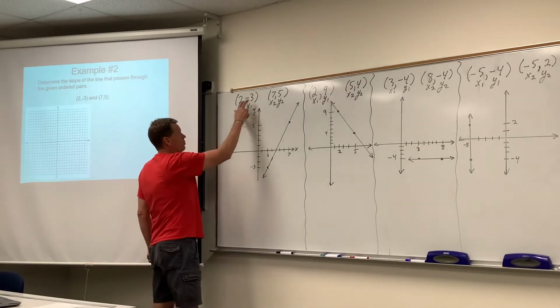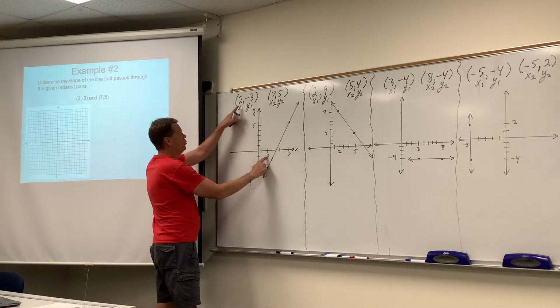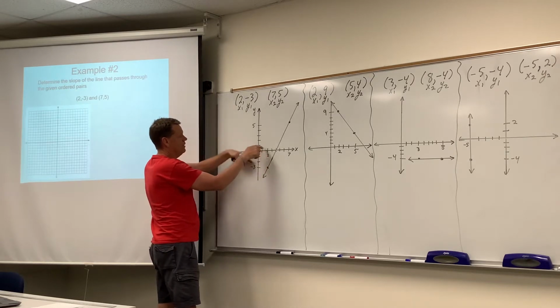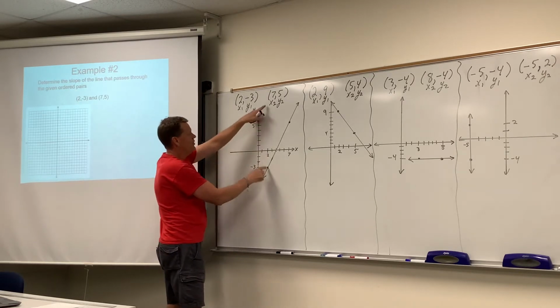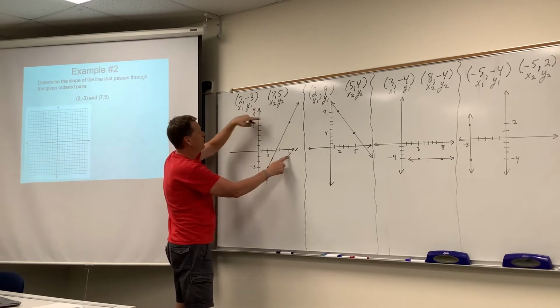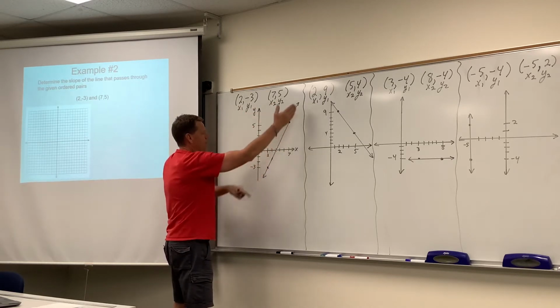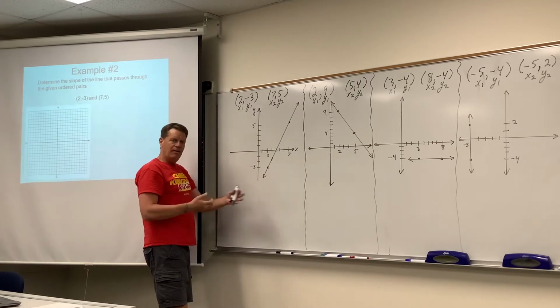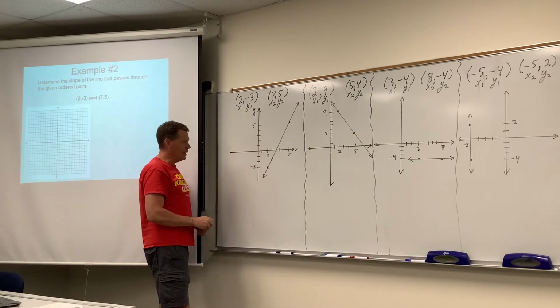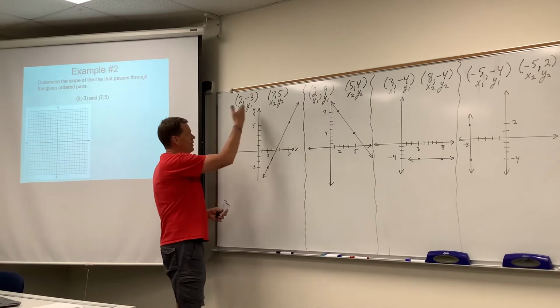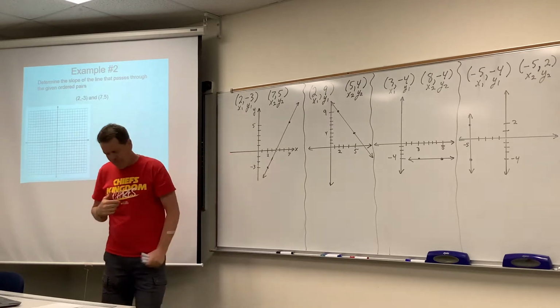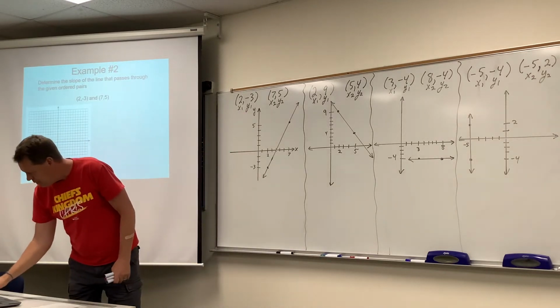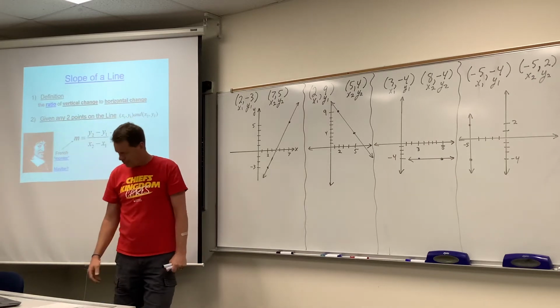We've got these 2 ordered pairs, which I plotted: 2 on the x, negative 3 on the y, and then 7 on the x, 5 on the y. Plotted them, drew a line. Again, hit pause if you need to, if you're taking notes right along with me. So that's the first part, is to plot the 2 points and draw the line through them. All right, the second part is to identify the slope.